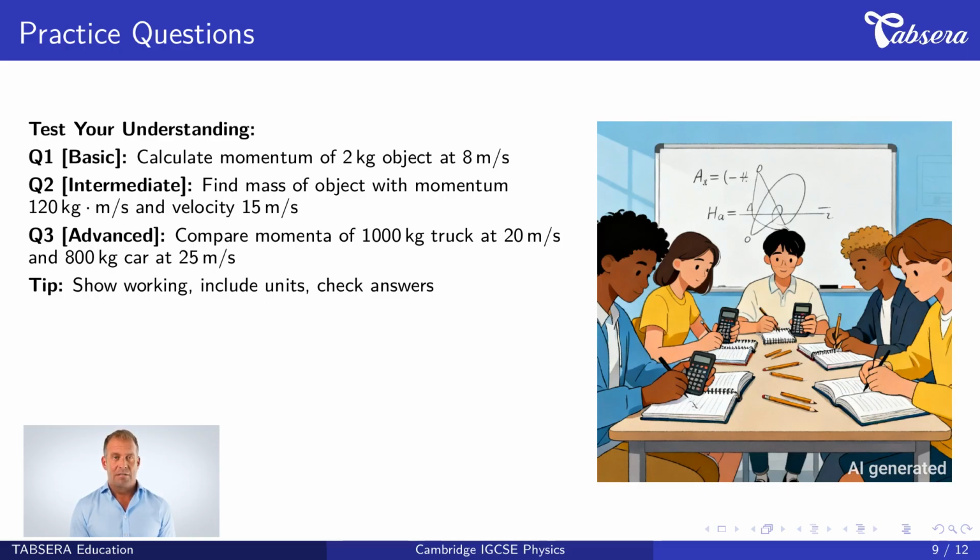Question 3 is advanced. The question is, compare momenta of a 1,000 kilogram truck at 20 meters per second and an 800 kilogram car at 25 meters per second. This tests your analytical skills by requiring 2 calculations and comparison. For all questions, remember to show your working clearly, include units in every step, and check your answers make physical sense.